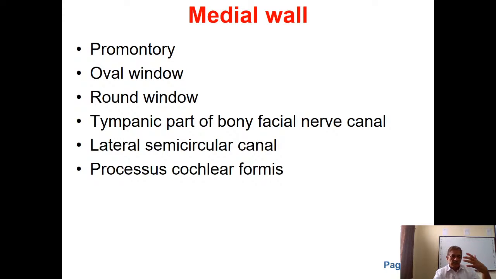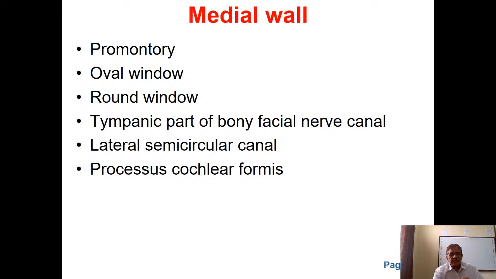There are three semicircular canals: the lateral or horizontal semicircular canal, the posterior and superior. These are the three semicircular canals which are perpendicular to each other, which are responsible for the balancing mechanism, which is the second component of the ear, the physiology of the hearing as well as the balancing. So the horizontal semicircular canal is just above the facial nerve canal.